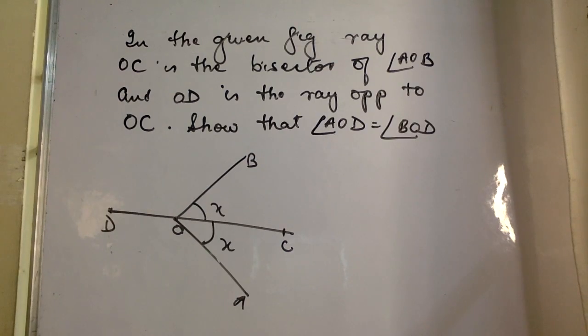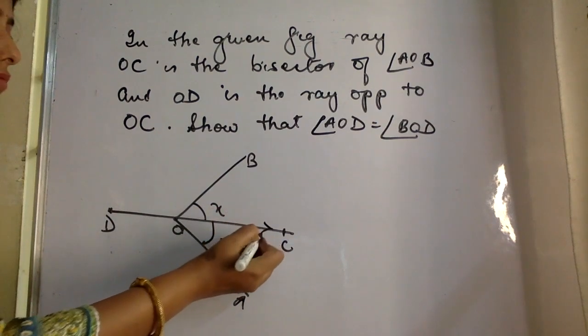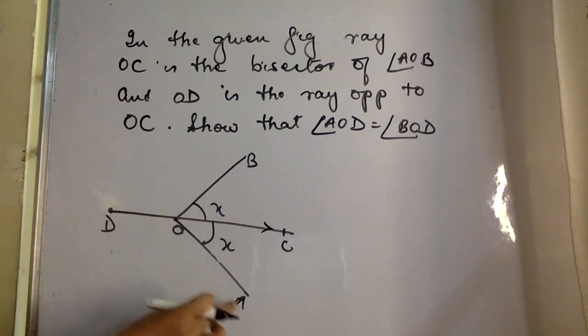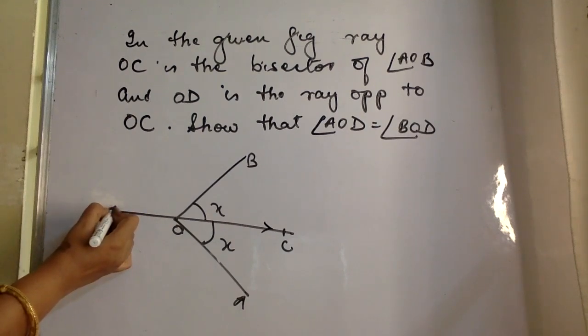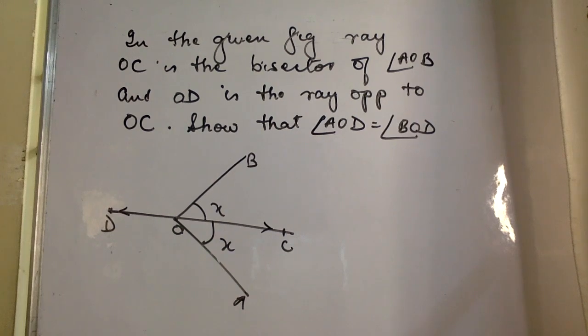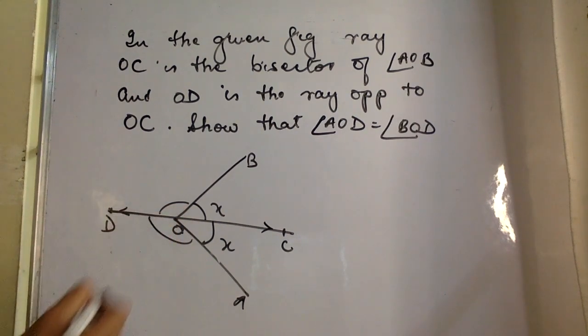In the given figure, ray OC is the bisector of angle AOB. So here I have OC, this is ray OC, which is the bisector of this angle AOB, and OD is the ray which is opposite to OC. Show that angle AOD, this one, is equal to DOB, which is this. You have to show that. So how do we proceed?